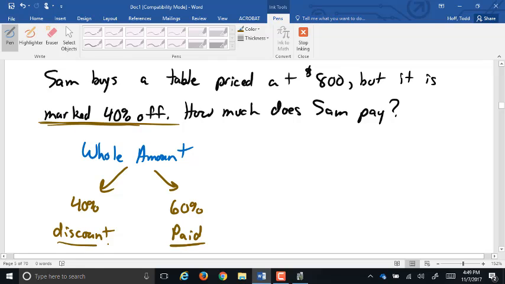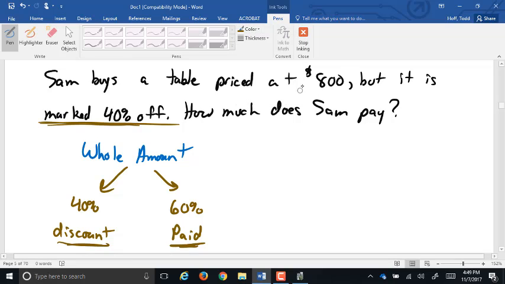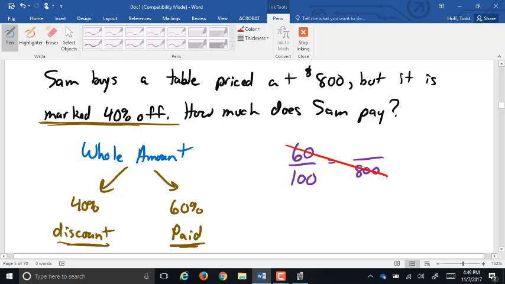Are we concerned with the discount or the amount that Sam paid? The amount Sam paid. So what we really want is the 60%, not the 40%. So we'll find 60% of the $800. We can cross multiply. 60 times 800 divided by 100, which is going to give us $480 that Sam paid. Does that mean that we can't use the 40%?